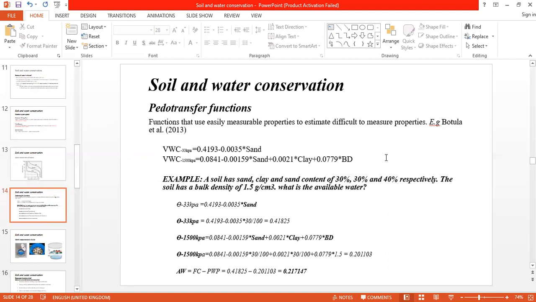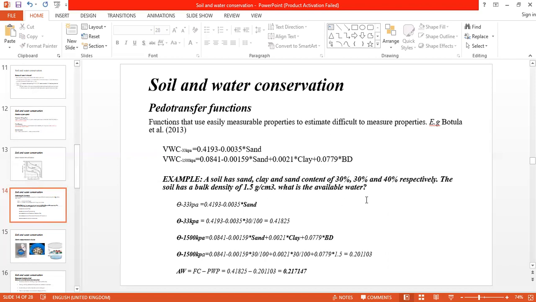But now in this project that we are working on, we are developing functions specific for Zambian soils. So these ones will be specific for Zambia. Actually, it's specific for Zambia, Malawi, and Zimbabwe. So we've used data from these three countries.